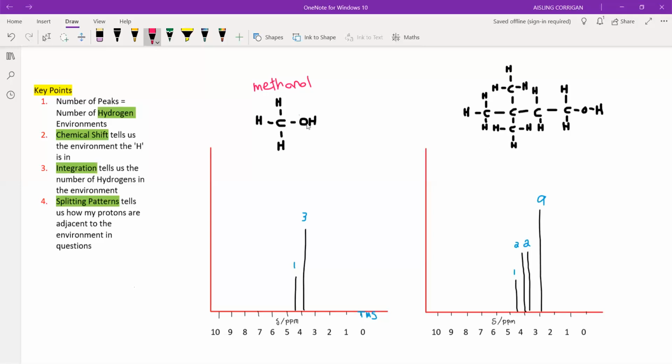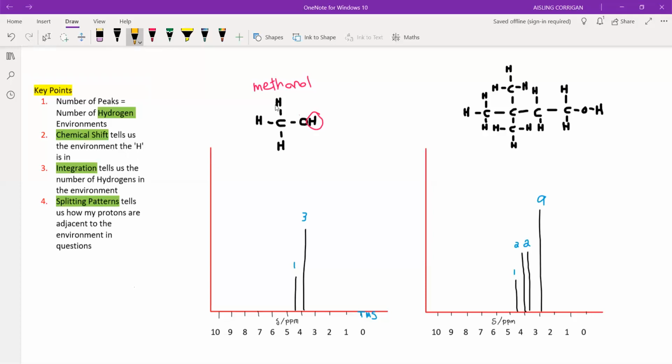When you come across a hydrogen in an OH group, it's quite an exception, which will make sense when I talk about it a little bit more with the other specs. But this is always going to be an environment by itself. So that's one environment right there. Another environment is going to be how many? So remember, it's not 3.